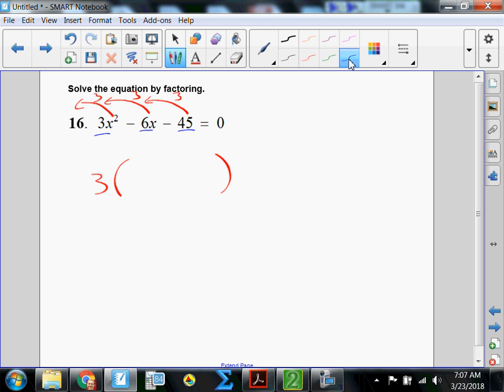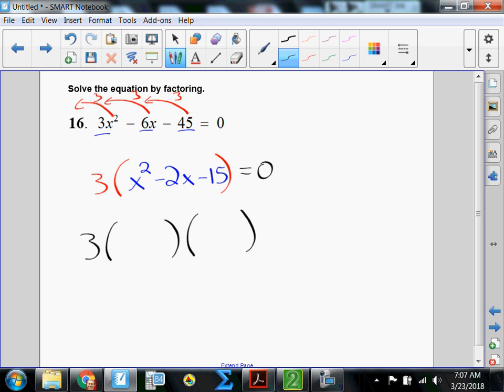So 3 divided by 3 is 1, or 1x squared. 6 divided by 3 is 2, so I'll have a 2x. 45 divided by 3 is 15, so I'll have a minus 15. And this just allows me to work with smaller numbers that will then hopefully make it easier to factor.